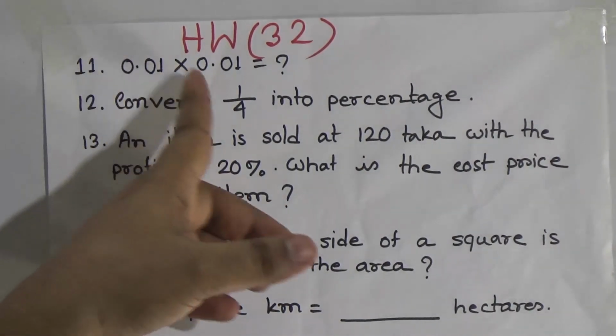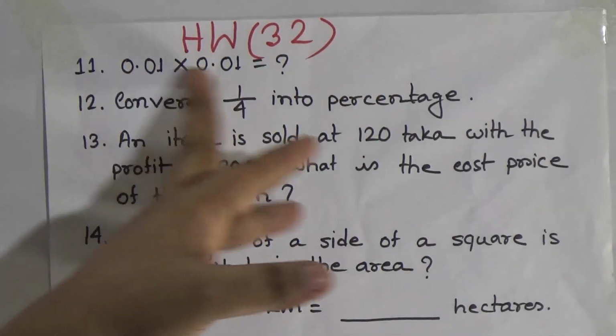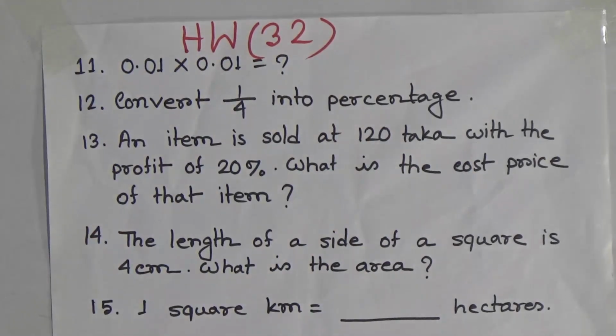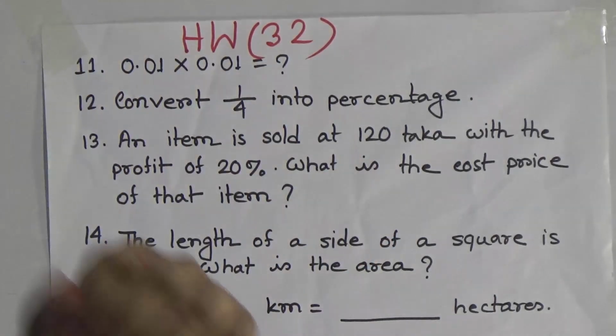Notice 0.01 multiplied by 0.01. So how can you multiply these two numbers? First of all, you count the places after the point. Notice 1, 2, 3, 4. So after the point there are 4 places.